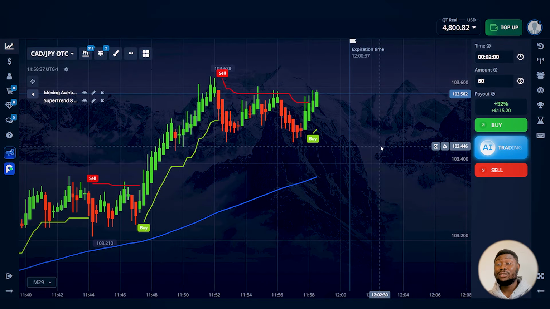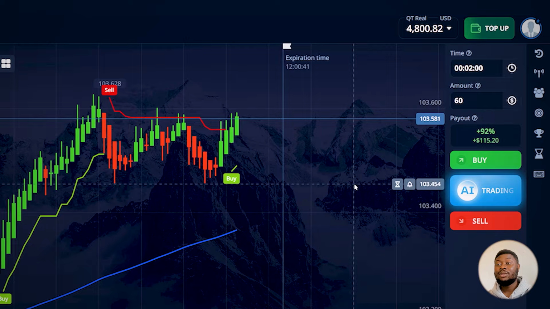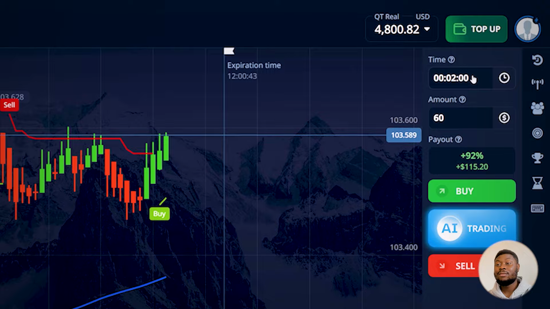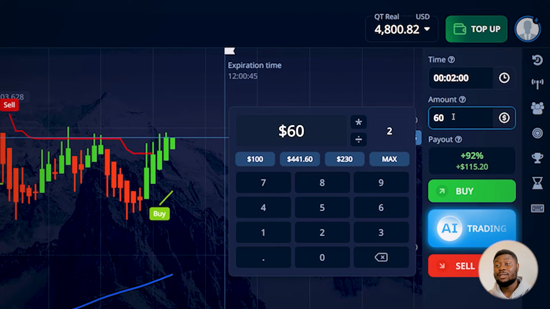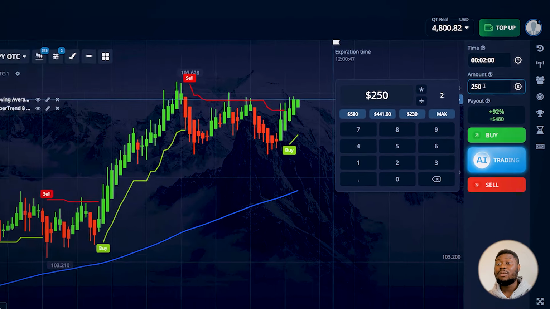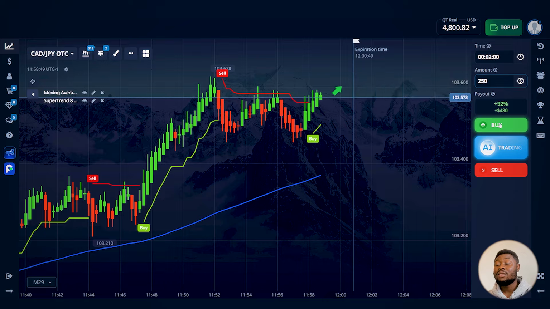I'll take the situation into account. It's great for opening the first trade. I'll use 2 minutes of trading time and I'll start with the amount of $250. My forecast is that the price will rise. It's time to open a trade.